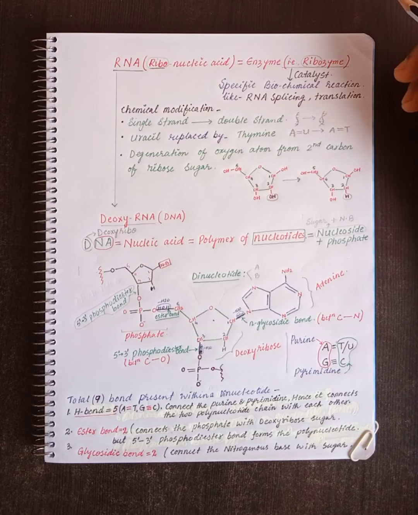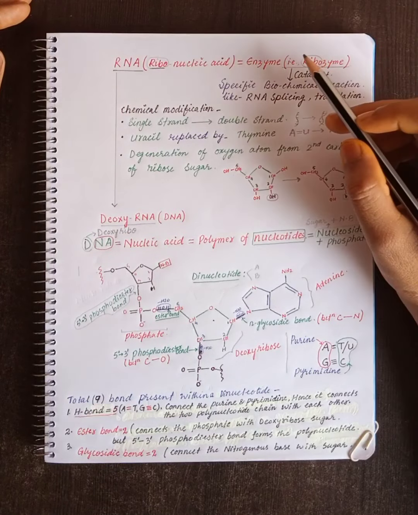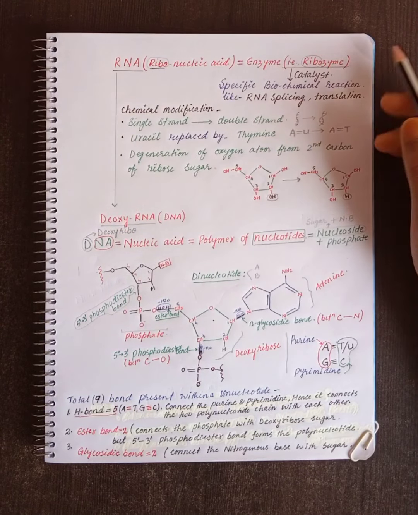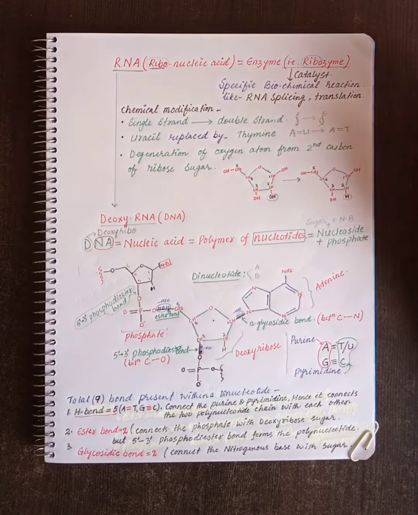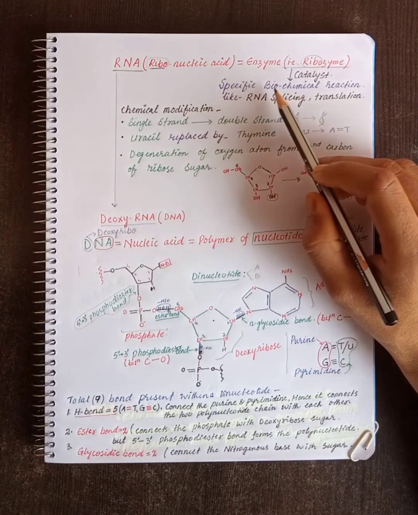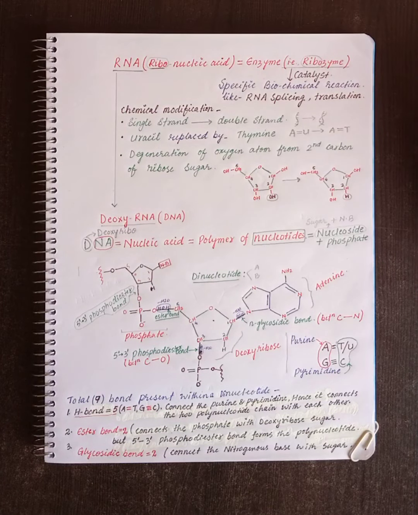RNA is a type of nucleic acid that shows the behavior of an enzyme, that shows enzymatic behavior. And due to the enzymatic nature of RNA, it is also known as ribozyme. And this ribozyme catalyzes specific biochemical reactions like RNA splicing and translation.